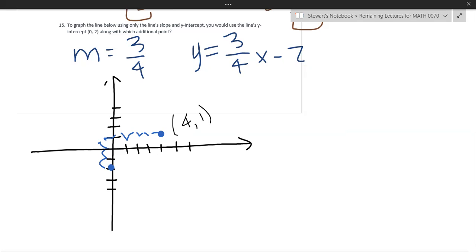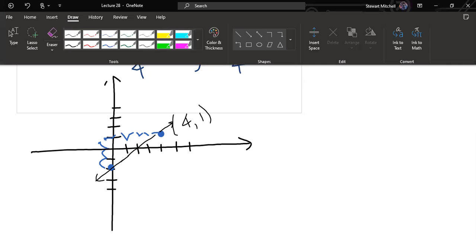And that's how you'd graph the line. In order to graph that line, you only need 2 points. You'd start with the one we're given, and then find the other one. Start with the y-intercept always. Use the slope, the rise over run, to find the next point, and then draw the line. So that's all you have to do for that.